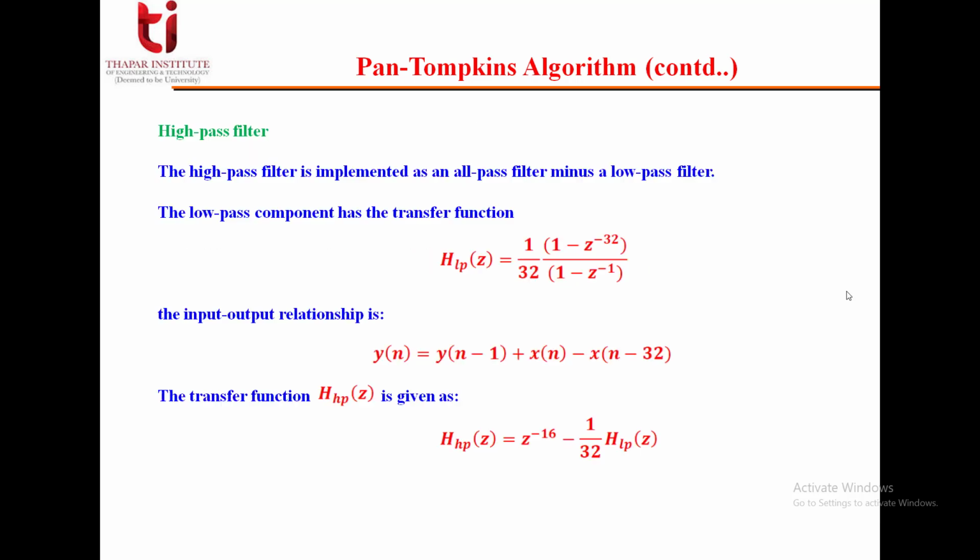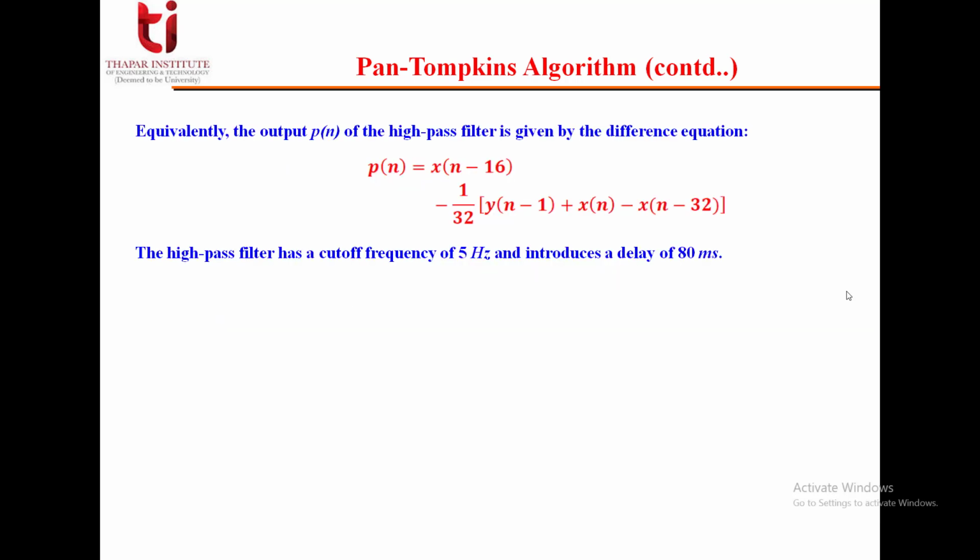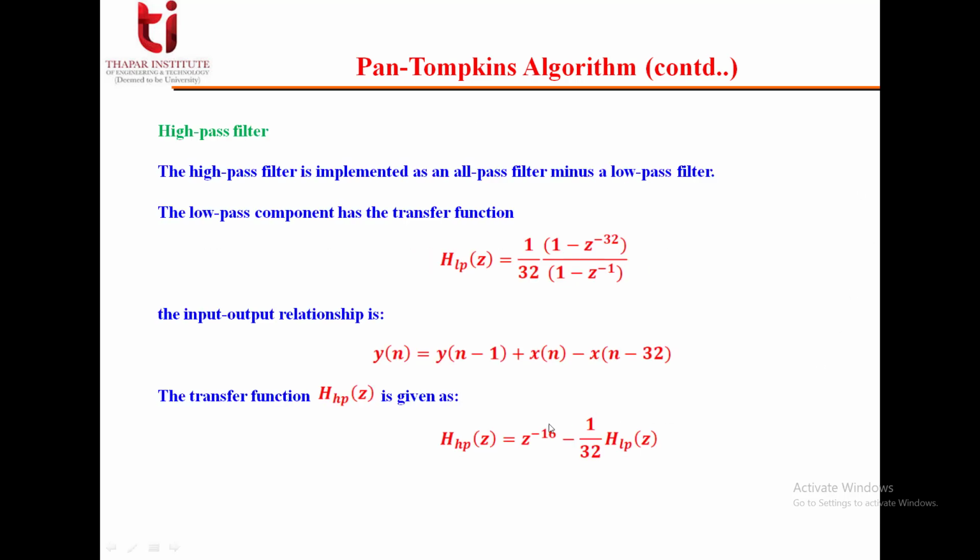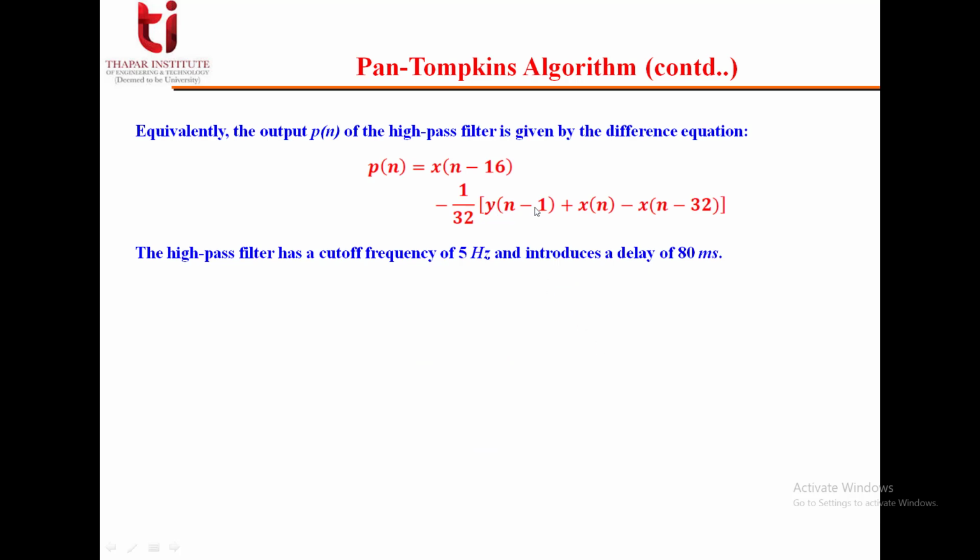So the output of this high pass filter, if you want to realize it in an equation, or I can say in input terms, that equation will be x of n minus 16, which corresponds to z to the power minus 16, and then minus 1 by 32 times the equation of the low pass filter, that is y of n minus 1 plus x of n minus x of n minus 2. By this you get the equation for the high pass filter, and this high pass filter has a cutoff frequency of 5 Hz and it introduces a delay of around 80 milliseconds.